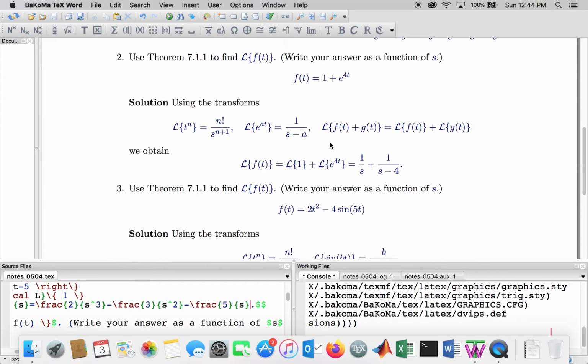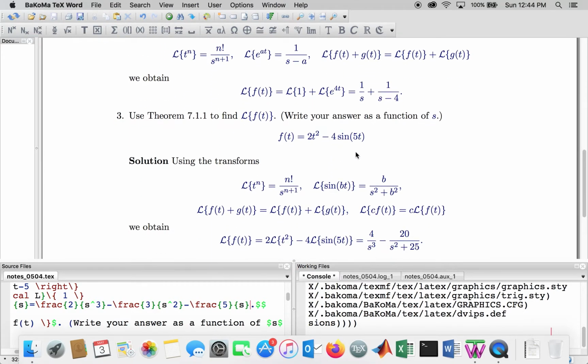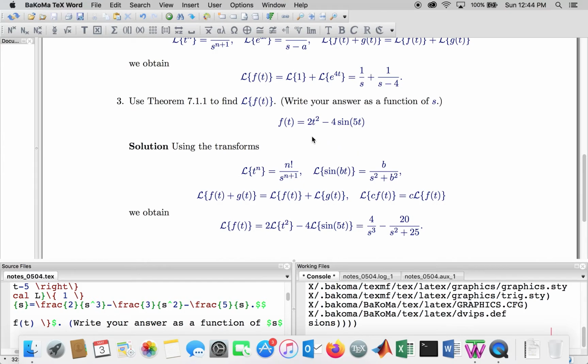The third problem is also a transform of a given function. We break it down using linearity again. The Laplace transform of f of t will be 2 times the transform of t squared, and then minus 4 times the transform of sine 5t. The transform of t squared, as we saw before, is 2 factorial, which is 2 over s cubed, and then that gets multiplied by 2 to give us 4 over s cubed.